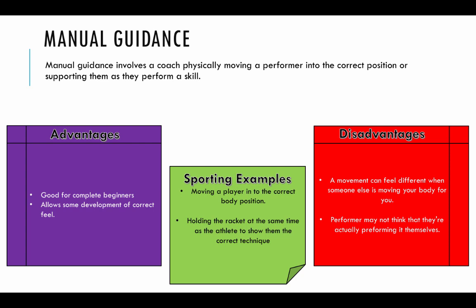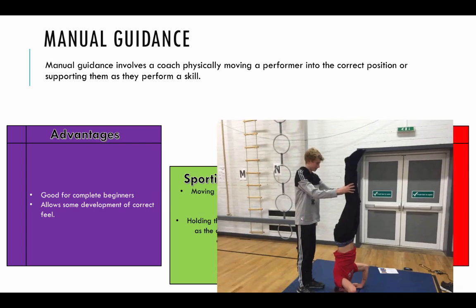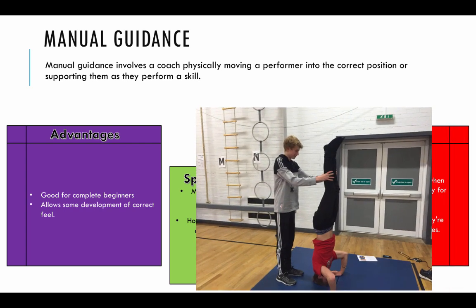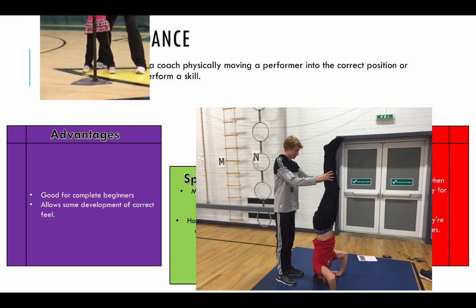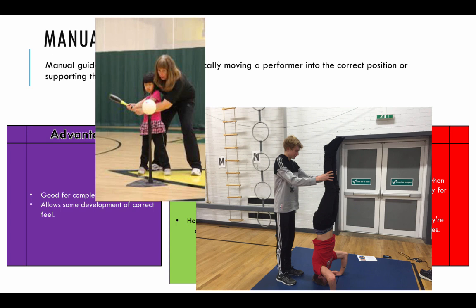Some sporting examples: moving a player into the correct body position. Holding the racket at the same time as an athlete to show them the correct technique. Here's an example of manual guidance for a handstand or headstand. And here's an example for softball. The teacher is holding the bat with the learner, and as they swing, the learner should feel the position their body should be in as they swing.